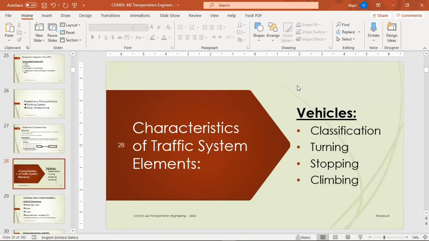So what we have discussed so far are basically the characteristics of road users, and we discussed drivers and pedestrians. For drivers, we focused on field of vision and on perception reaction time. For pedestrians, we focused on pedestrian speed, walking speed, and gap acceptance. Now, we will shift and go to vehicle characteristics. First of all, we need to understand the different classification of vehicles. Also, we will discuss the turning characteristics, the stopping, and the climbing characteristics.